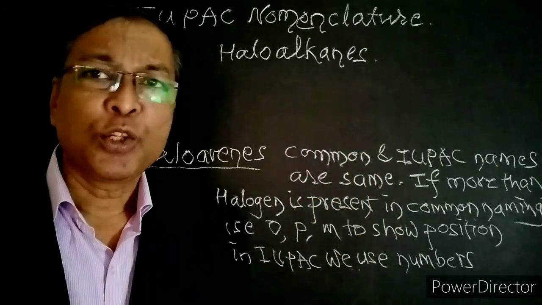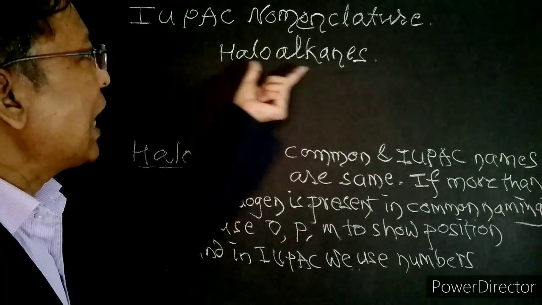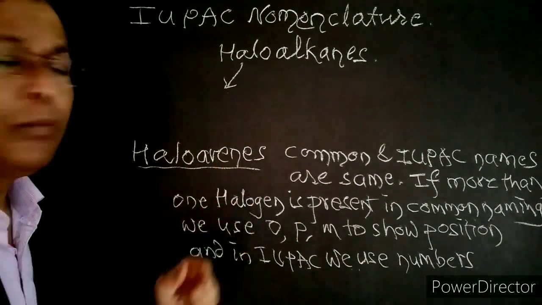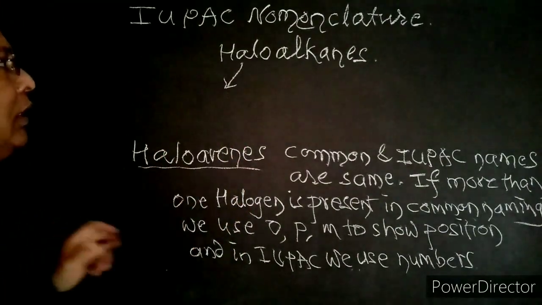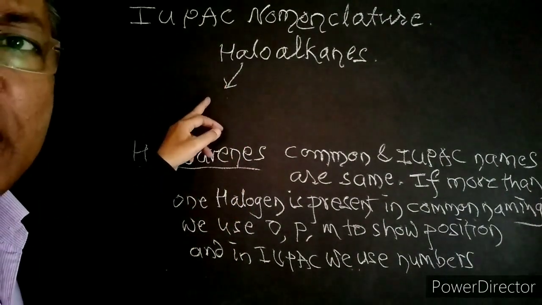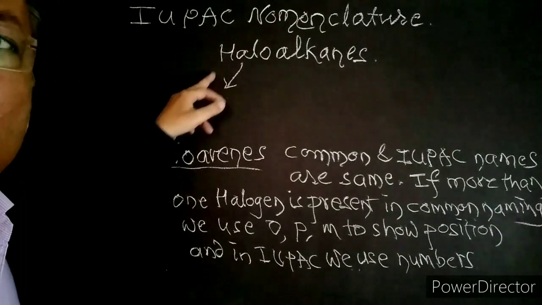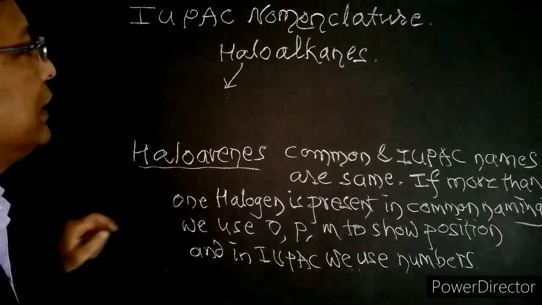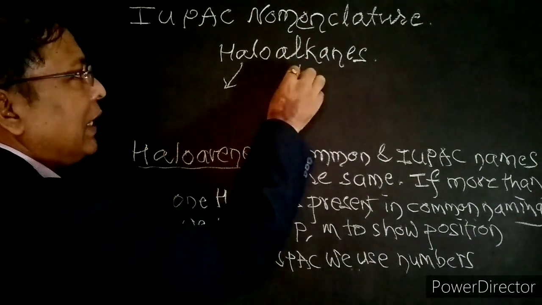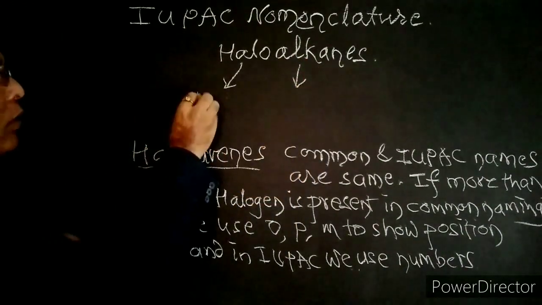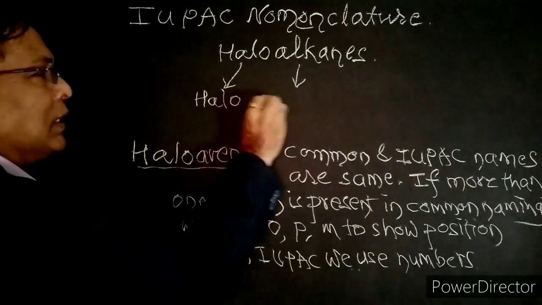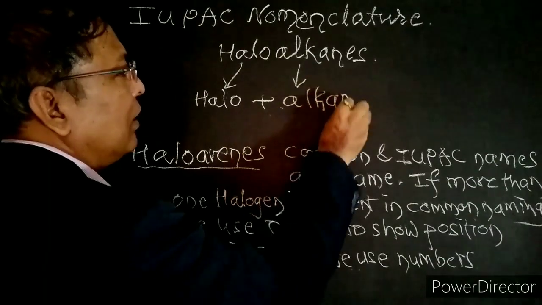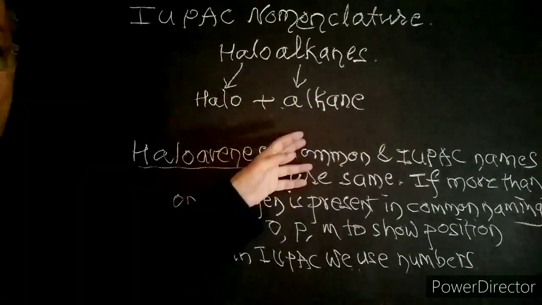IUPAC nomenclature for halogen derivatives is haloalkanes. First, we have to name the halogen atom with its short form. If chlorine is there, we call it chloro; bromine, bromo; iodine, iodo; fluorine, fluoro. Then we have to write the complete name of the alkane. Halo plus complete name of alkane. This is the IUPAC nomenclature of halogen derivatives.